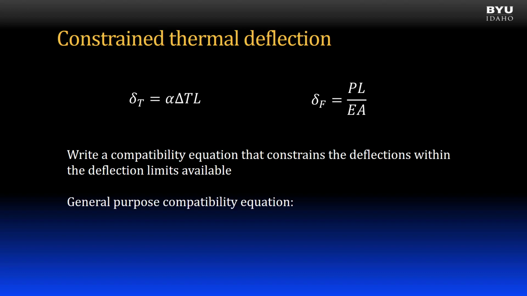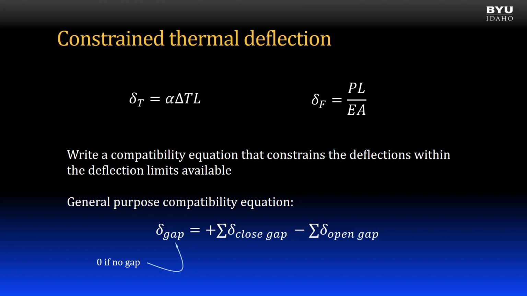A general-purpose compatibility equation is shown. Delta gap represents a gap that exists between the end of a member and a rigid support. If there is no gap, delta gap is taken as 0.